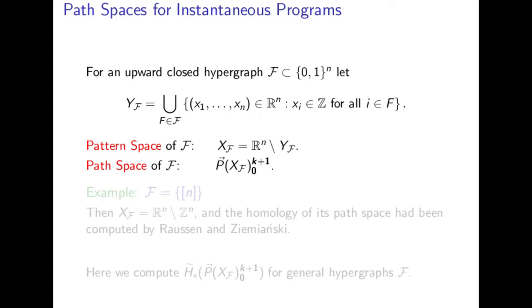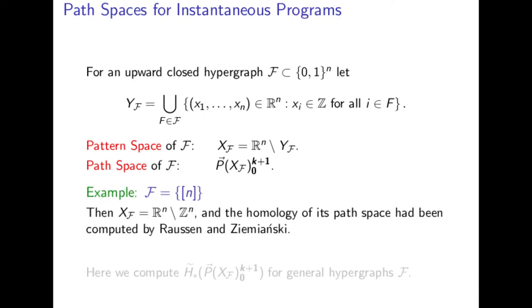And we take Y_F, the forbidden zone, to be all points that have integer coordinates exactly in I when I is in F. So for each F, say F is {1, 3, 4}, the forbidden zone associated to this set will have all points whose coordinates 1, 3, and 4 are integers. The pattern space will be just R^n minus the union of these forbidden subspaces, and the path space will be the paths from 0 to k plus 1 in this X_F.